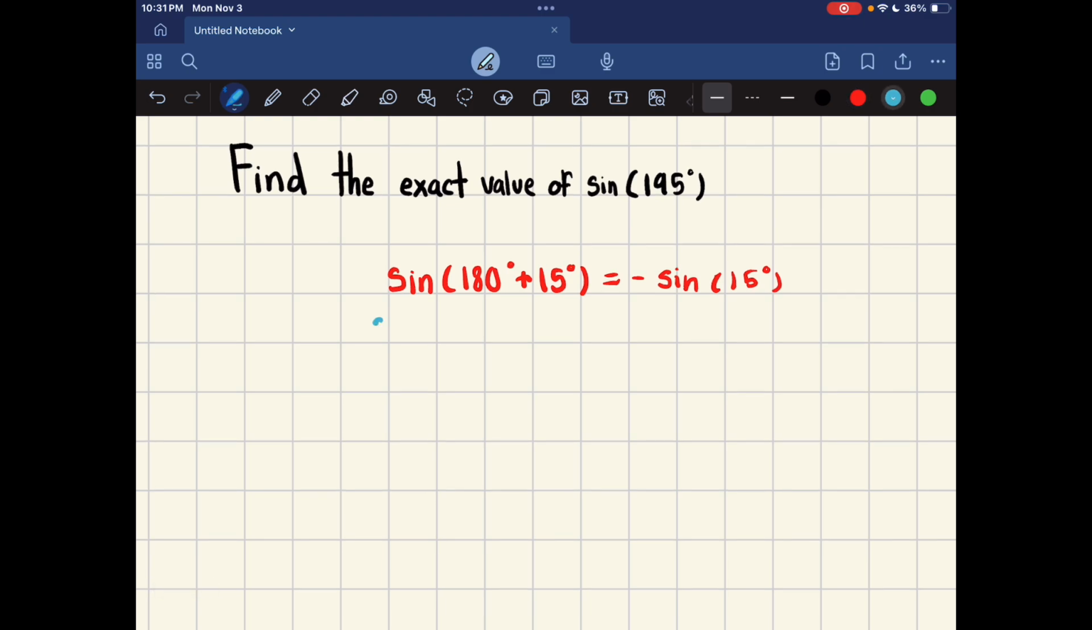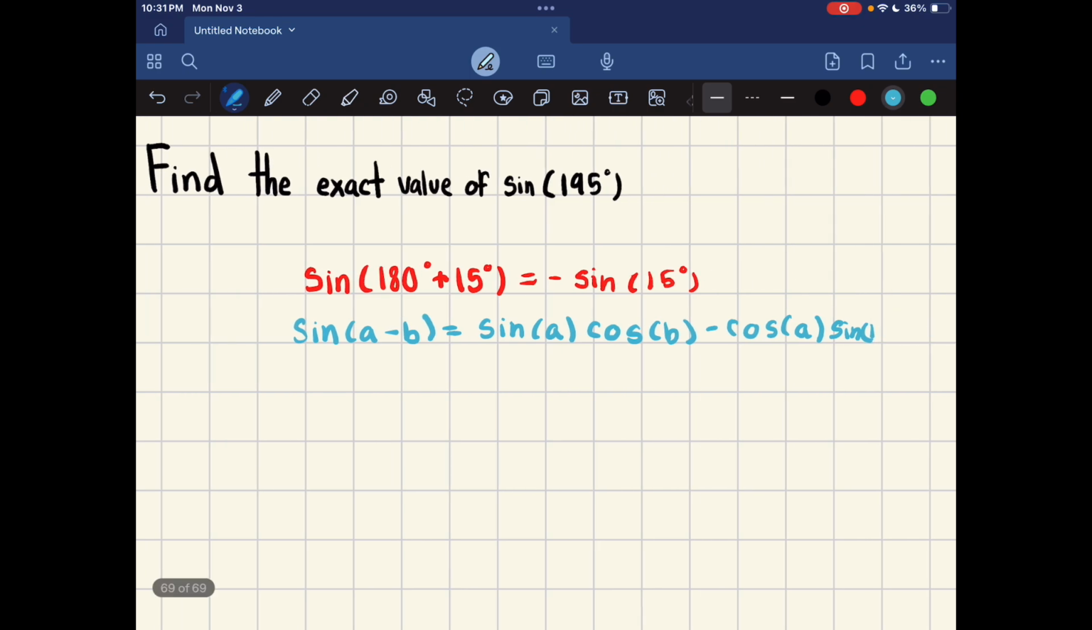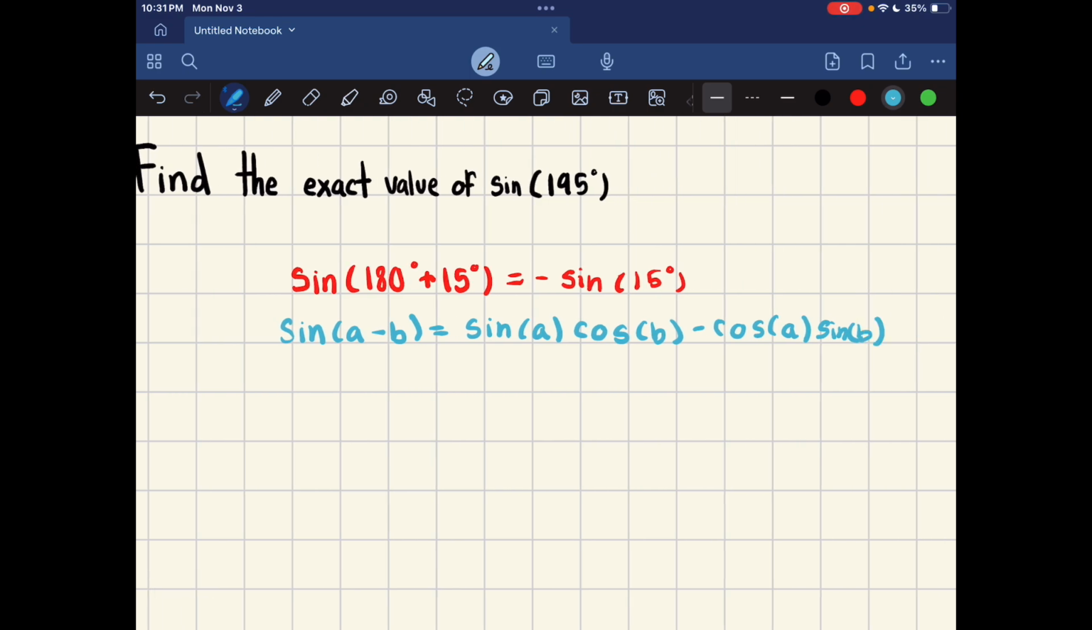It's sine of A minus B equals sine A cosine B, negative cosine A sine B. And then we can label A as 45 degrees and B as 30 degrees. So we just have to plug in our values.